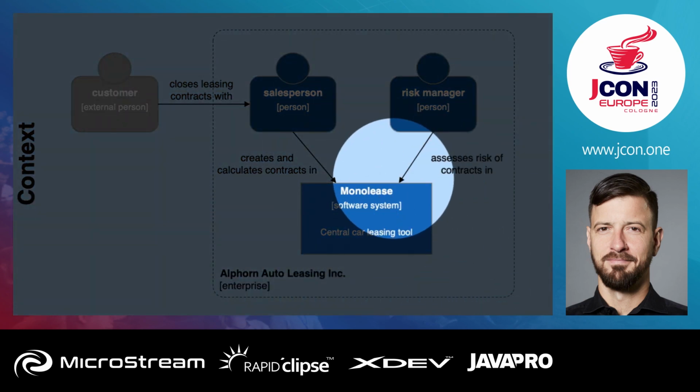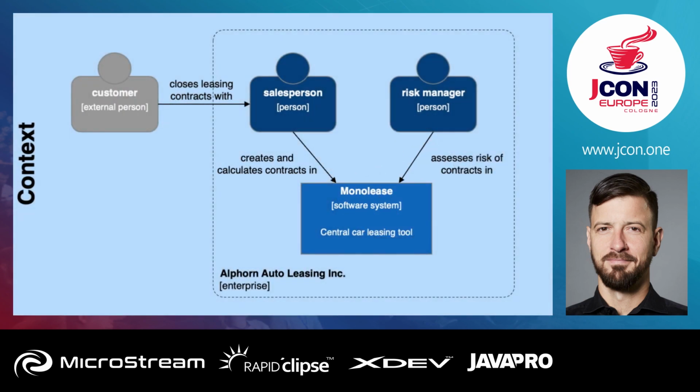Okay, we also have a lag in the projector. Okay, so Monolith is not used by the end customer themselves, but by a salesperson and a risk manager. So people that are working inside of Alphorn, inside of the auto leasing company.